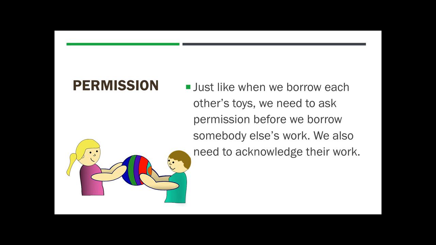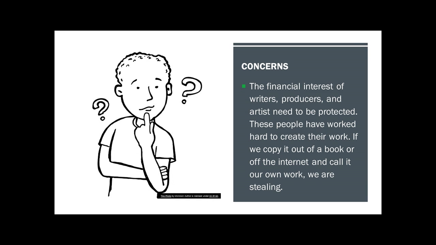Ask permission. Just like when we borrow each other's toys or school supplies, we need to ask permission before we borrow someone else's work. We also need to acknowledge their work and give them credit. The purpose of copyright laws is to protect the creative rights of each and every one of us. The financial interest of writers, producers, and artists need to be protected. These people have worked hard to create their work. Even under the fair use laws, if we copy something out of a book or off the internet and call it our own work, we are stealing.